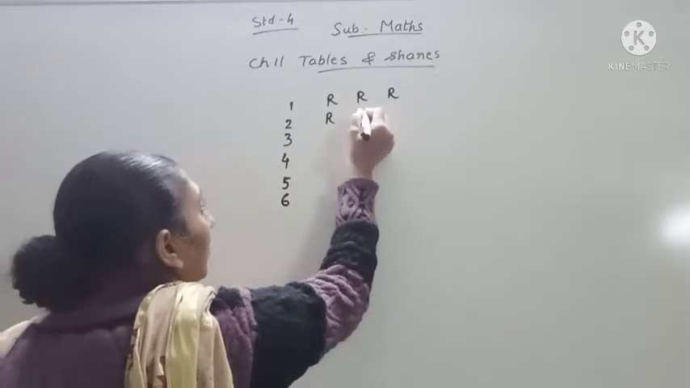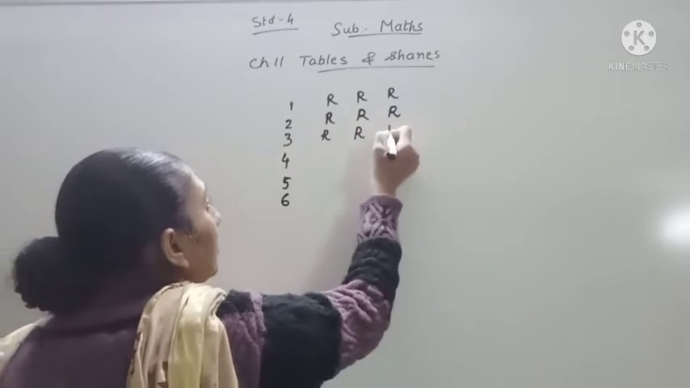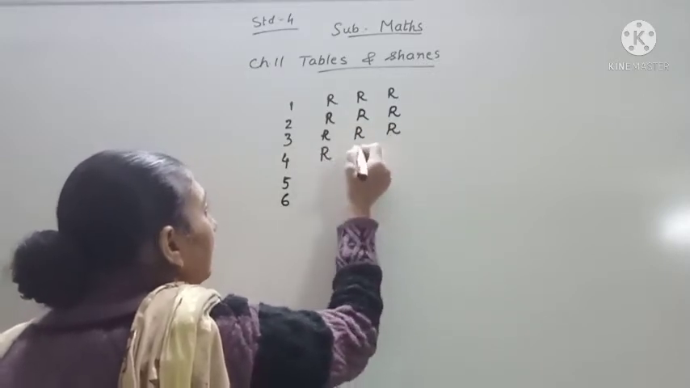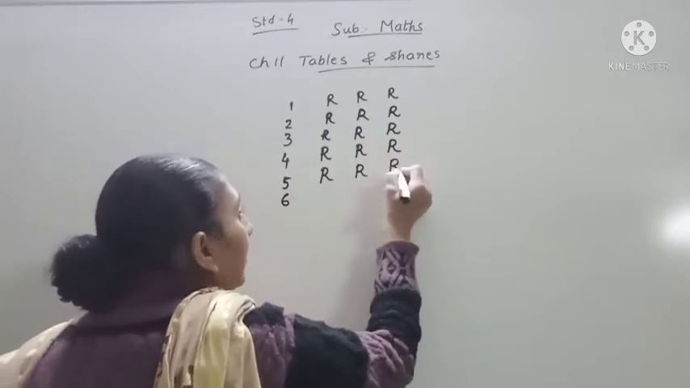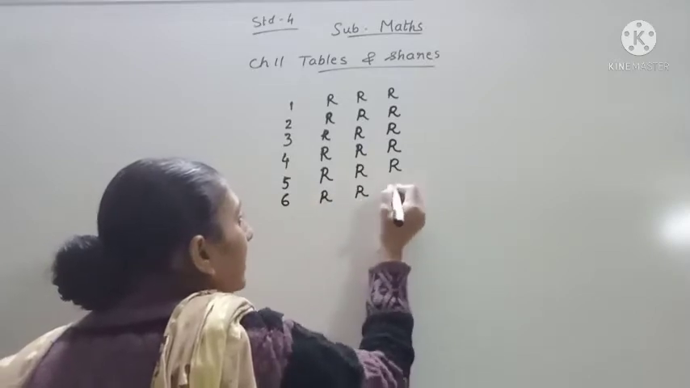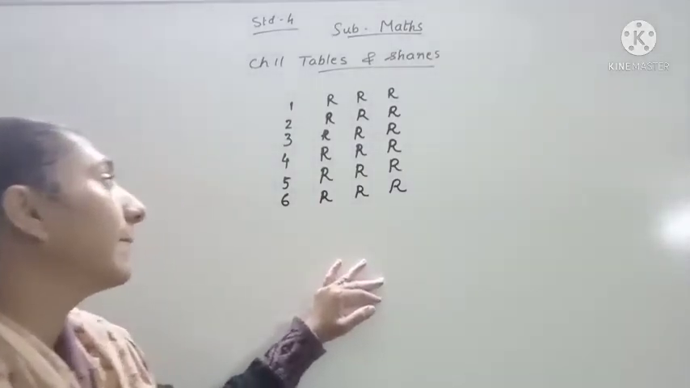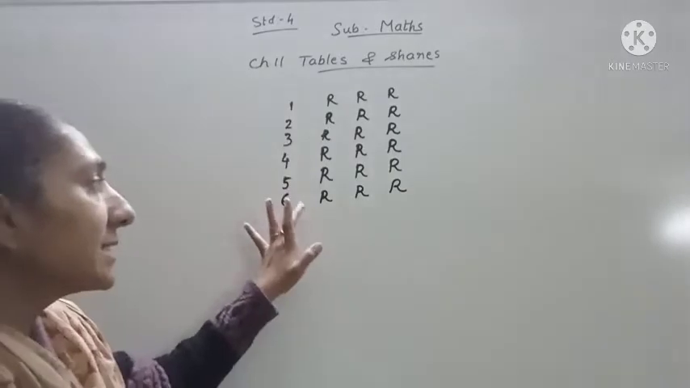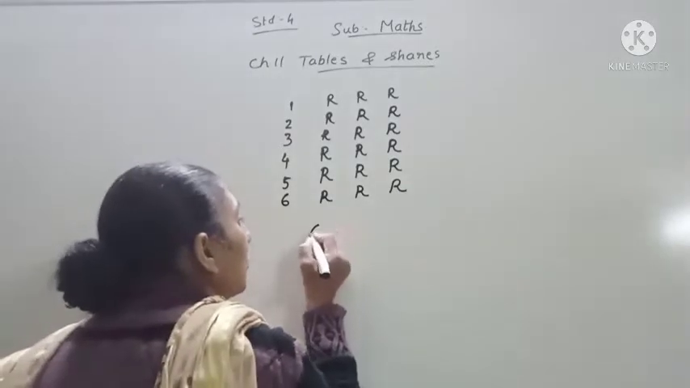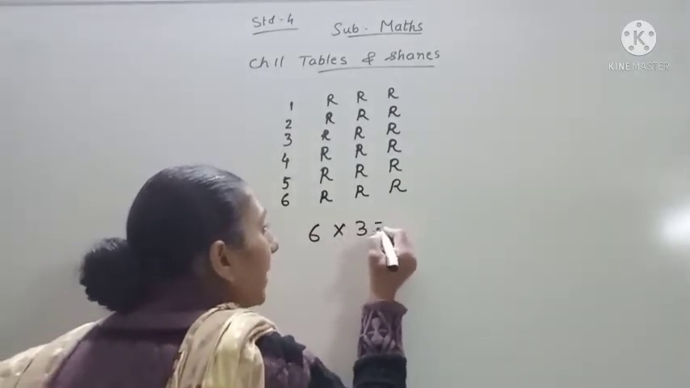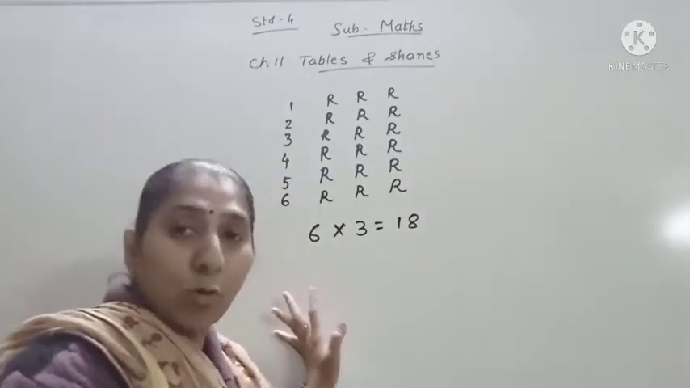In the second row also, 1, 2, 3. Then in the third row, 1, 2, 3. So likewise in all the rows she has planted 3 plants. So this is how she has planted her rose plants. How many rows are there? 6 rows. And in each row how many plants are there? 3 plants. So what is her arrangement? 6 multiplied by 3 is equal to 18. This is her arrangement for rose plants.